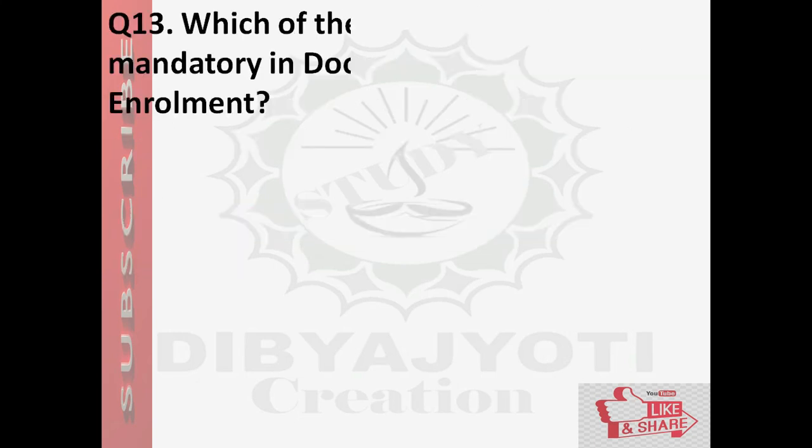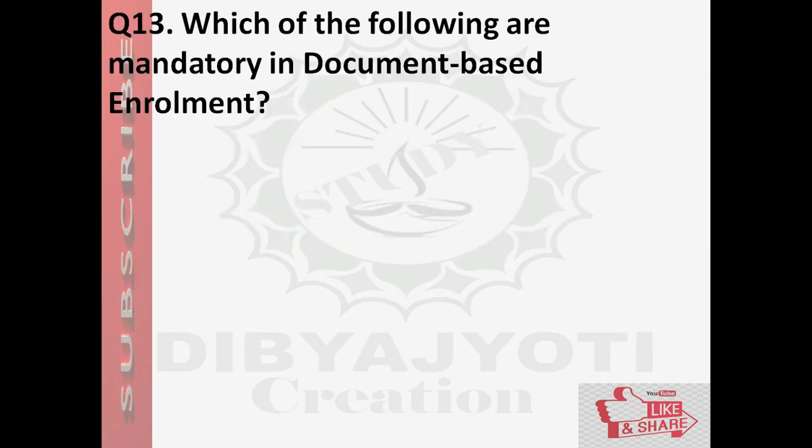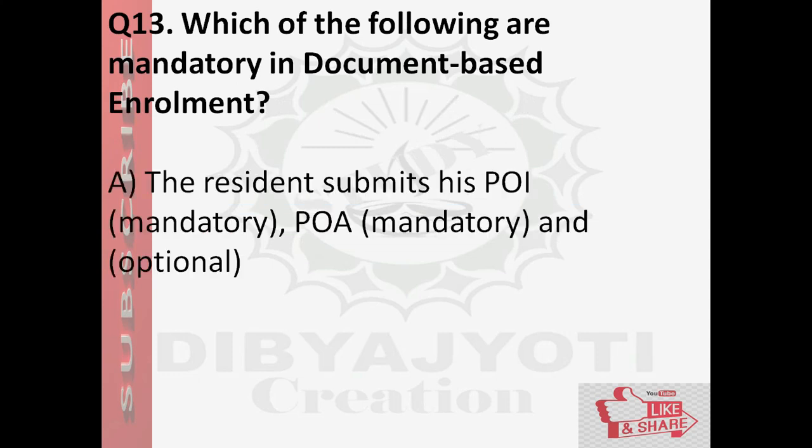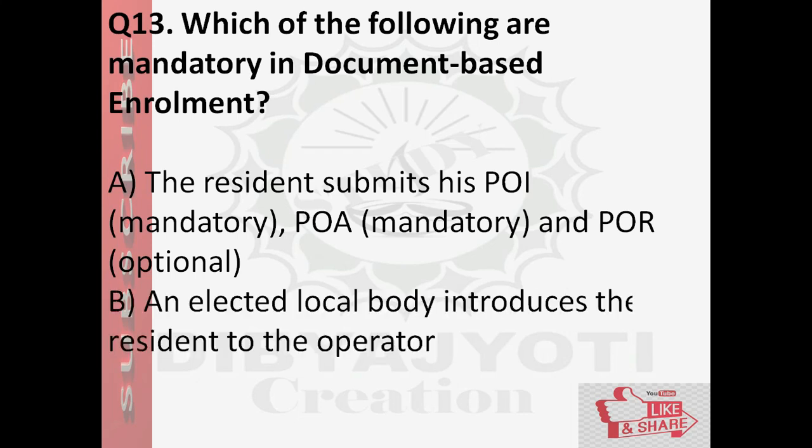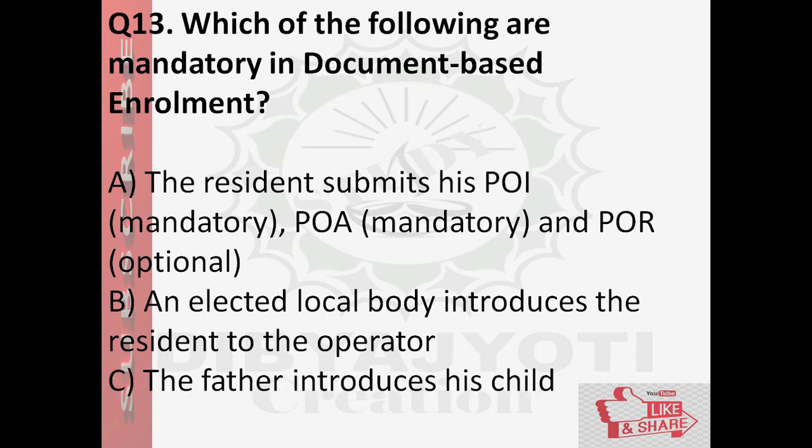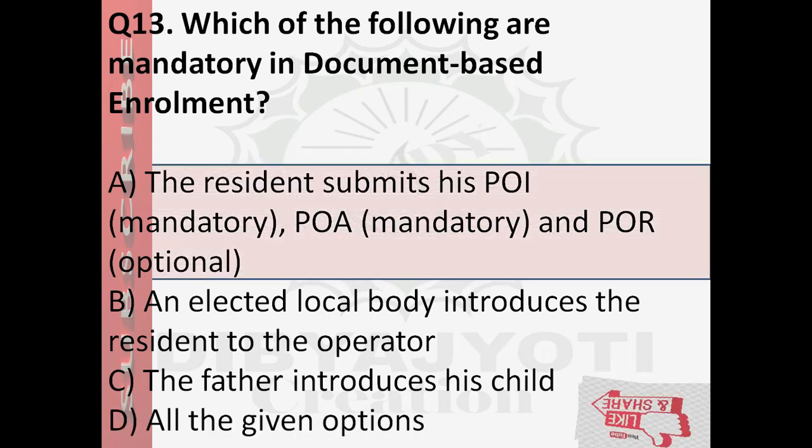The next, which of the following are mandatory in document-based enrollment? Option A, the resident submits his POI, POA and POR. Option B, an elected local body introduces the resident to the operator. Option C, the father introduces his child. Option D, all of the above. And answer is option A, the resident submits his POI, POA and POR.